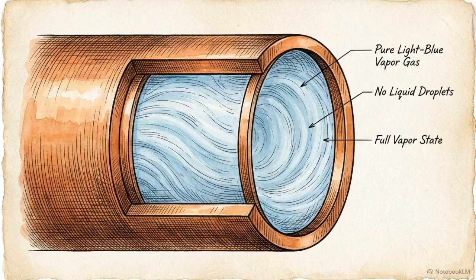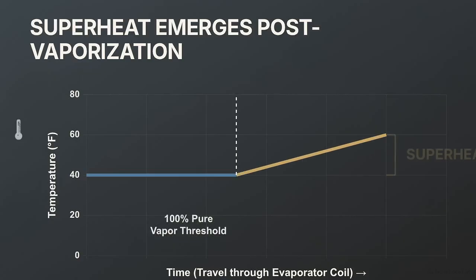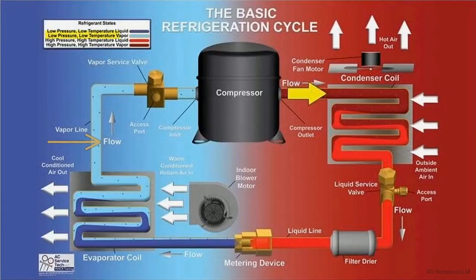With the liquid completely gone, that pure vapor continues to travel through the remaining length of the evaporator coil toward the exit. Because there is no liquid left to boil, any additional warm air blowing over the coil causes the vapor's temperature to rise. This specific temperature increase, the extra heat absorbed after all the liquid is gone, is superheat. The fluid then completes its journey through the indoor unit, leaving the evaporator entirely as a low-pressure, superheated vapor.